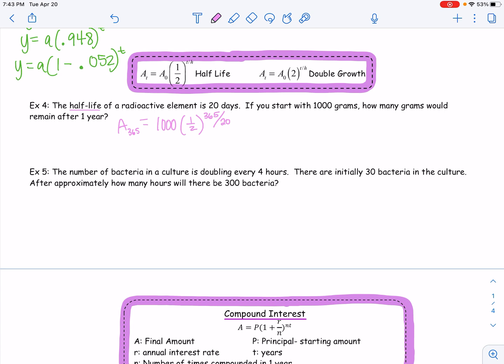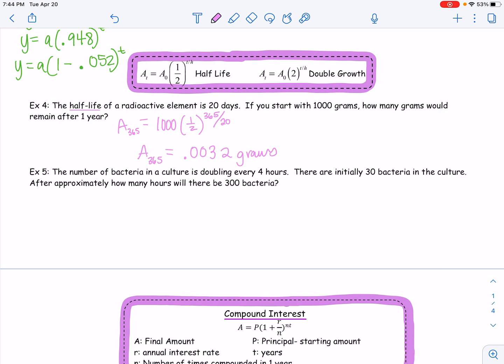1,000 times 1/2 raised to the 365 divided by 20th power. I would definitely put in the 1/2 in parentheses, and some of you might even want to raise that exponent and put it in parentheses. It's not necessary if you do it correctly, but you can if you want to. And so you're going to actually get the amount after 365 days is 0.0032 grams. So not even a full gram is left.